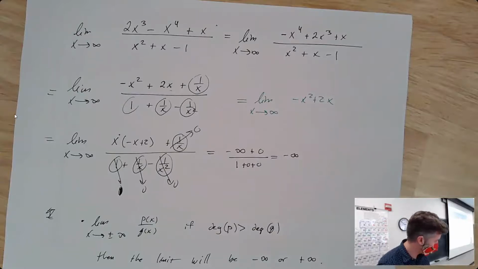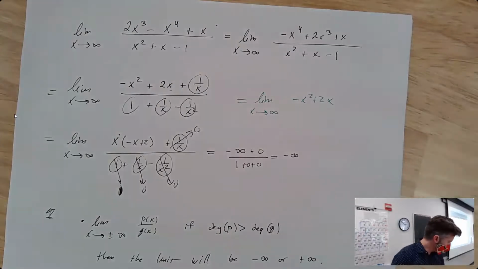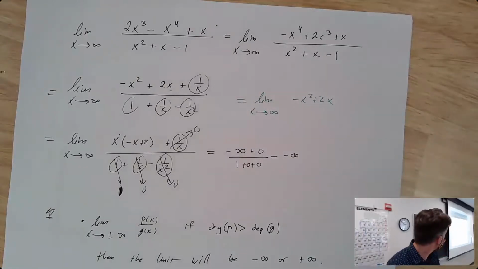So let's see here. What have we got? Some bonkers thing here. We've got y equal to 2x cubed. I like to do the division now. On the bottom, we have x squared plus x minus 1. Numerator we have, oh, I had the minus x to the 4th first. Sorry. And then we had a plus x.